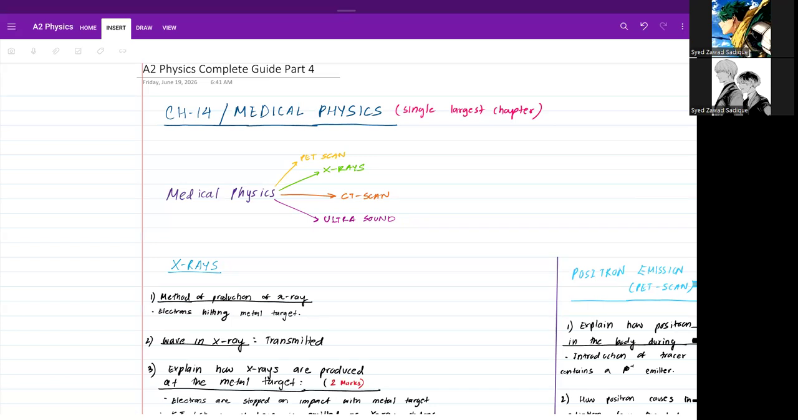This is the complete A2 Physics Guide Part 4. Part 4 is the final part and it only consists of Chapter 14, Medical Physics. This is the largest single chapter in your A2 syllabus. There actually isn't much concept that I can teach you because the concepts are very basic and two-liners. You have a total of four topics for your medical physics, which are PET scan, X-rays, CT scans, and ultrasound.